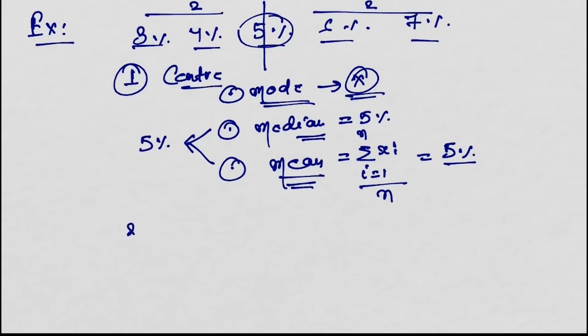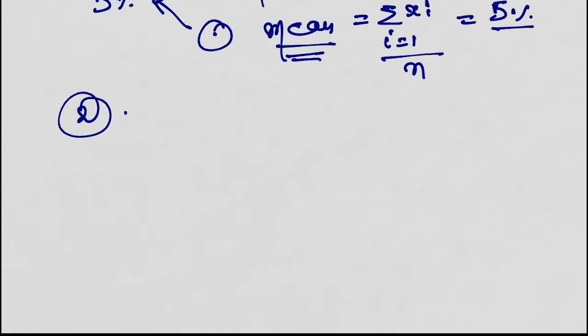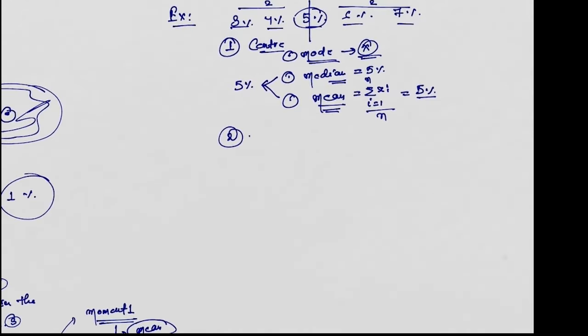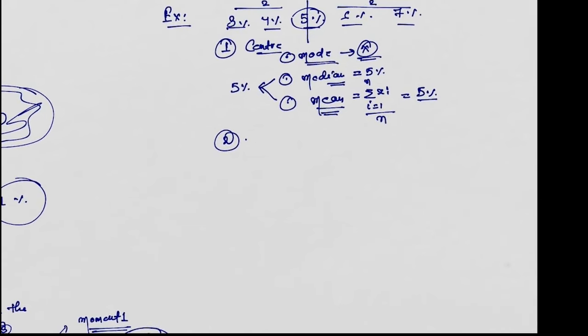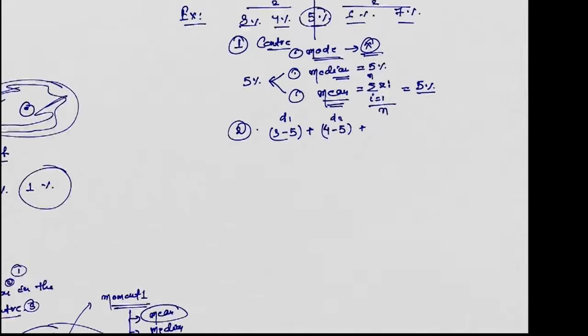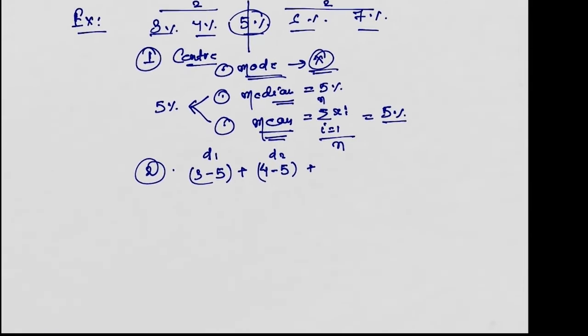The second step is to find the distance from the center. So to find the distance from the center, we have 3, 4, 5, 6 and 7. Distance 1 is 3 minus 5, distance 2 is 4 minus 5, and distance 3 is 5 minus 5, since 5 is also the center and also a data point.